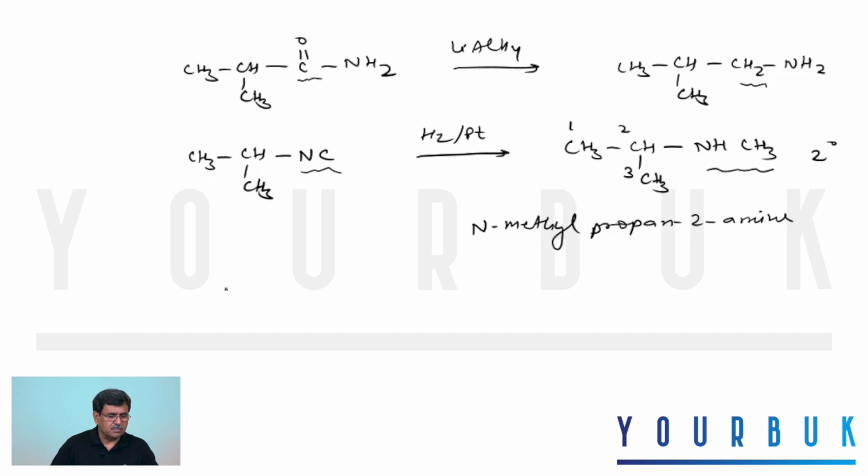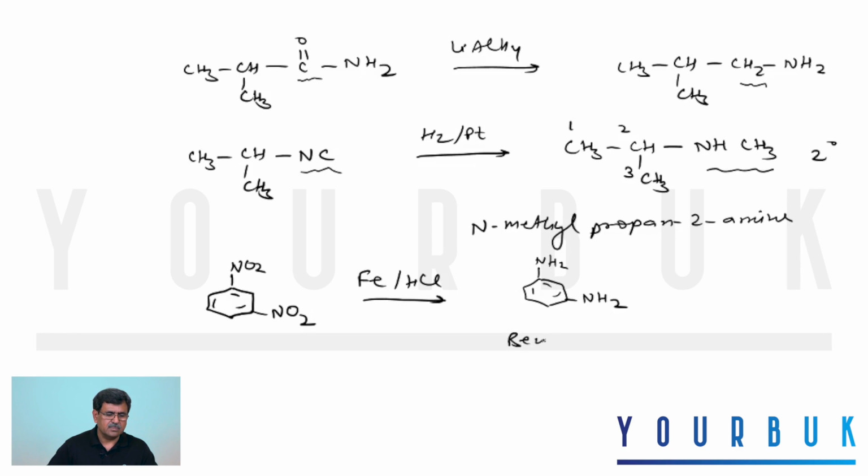Now we have one more example. This is called 1,3-dinitrobenzene. And we are reducing it with iron in hydrochloric acid. So iron in hydrochloric acid reduces both the nitro groups into NH2. So the product is benzene-1,3-diamine.